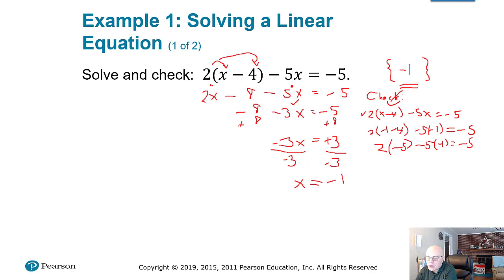Next, we have some multiplication to do. So 2 times -5 is -10. -5 times -1 is +5, equals -5. On the left side, we've got two numbers. Add or subtract them from left to right. That gives us -5 equals -5. Perfect. So this checks out, and this is the correct answer.